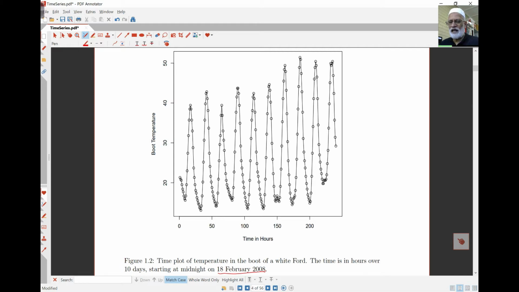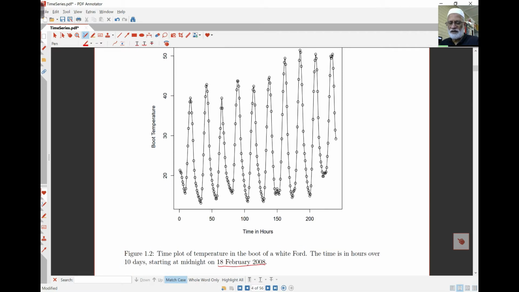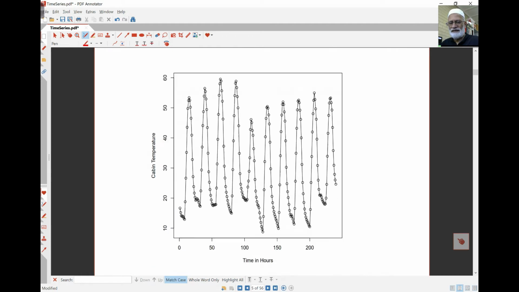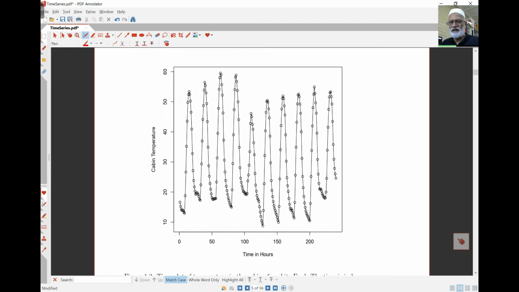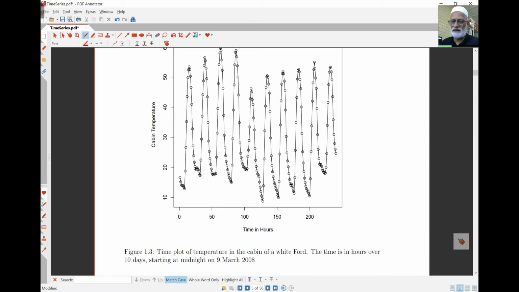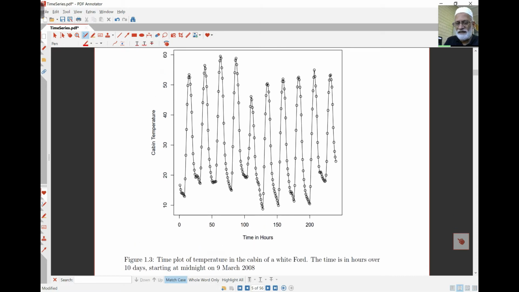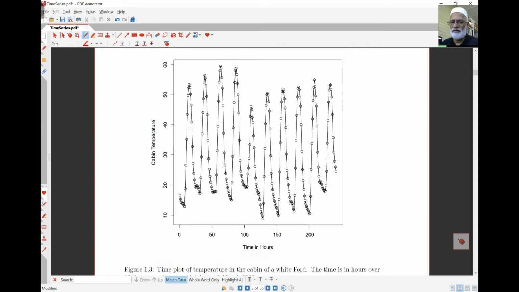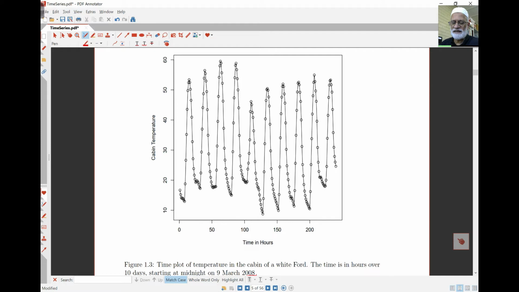This is in the cabin. Sorry, this is the boot. And over the page, we have the data in the cabin. Now, interestingly, in the boot, the temperature was a bit higher later in the month. Here, this is actually high to start off with, but this is starting on the 9th of March 2008, so a little bit later. And you can see it looks like it starts off hot. This is when the cold spell comes in and brings it all down, then it goes hot again as it warms up.